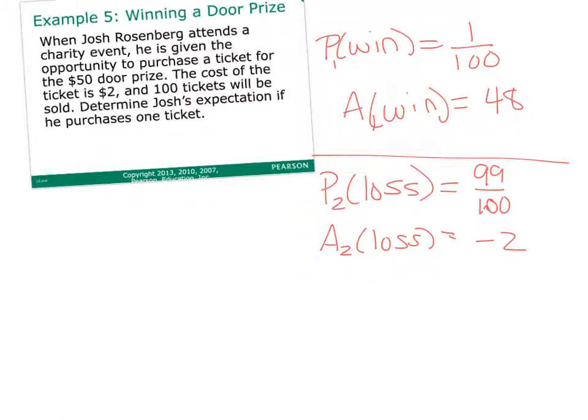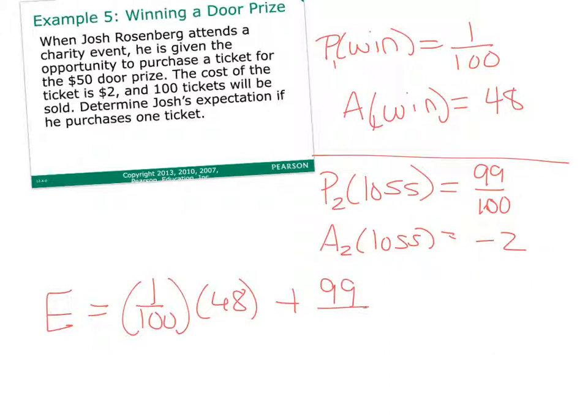So what can Josh expect to get back? You'll take the probability of winning times the amount he would profit plus the probability of losing times the amount he would lose. And you can type that in your calculator to get the result. It should come out to be a negative number, should be negative $1.50. So if he played this game over and over and over again, he could, in the long run, expect to lose $1.50.